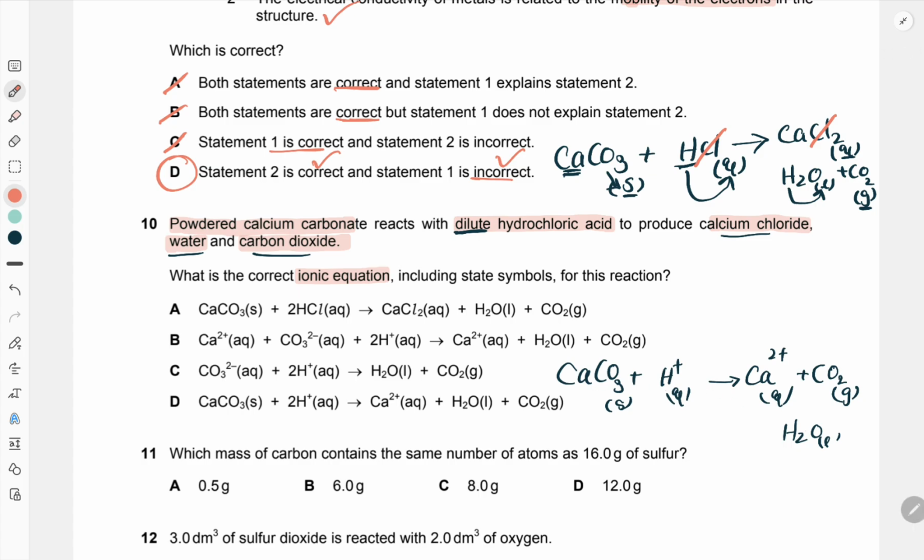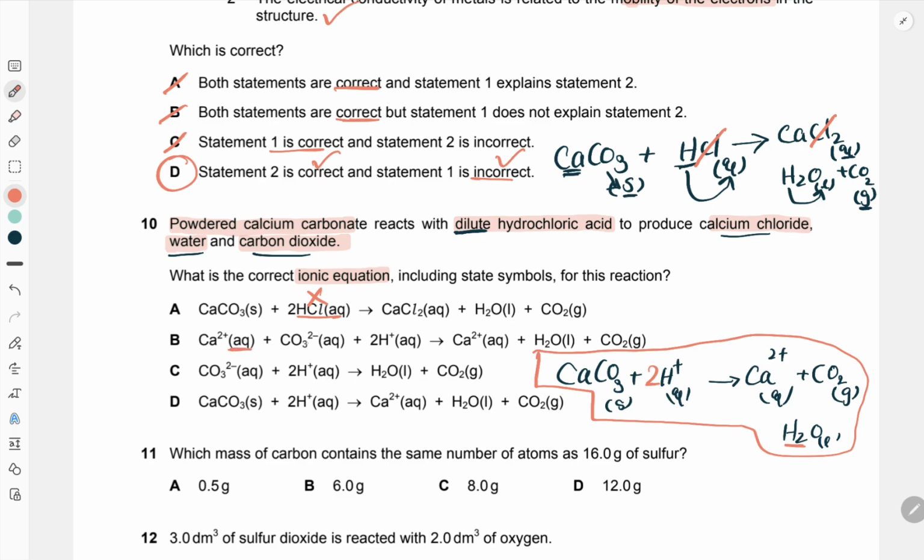We have one calcium on both sides, and we have one carbon on both sides. We have 3 oxygen, but we have 2 hydrogen on this side and 1 hydrogen on this side. So this is your balanced ionic equation including state symbols. So we can see this is incorrect. This is also incorrect.